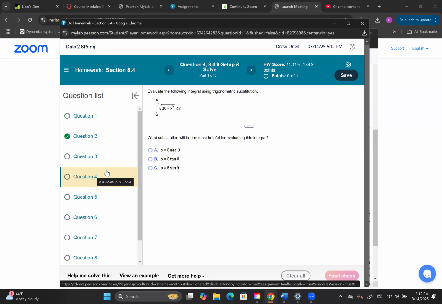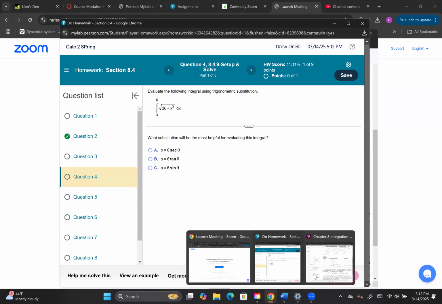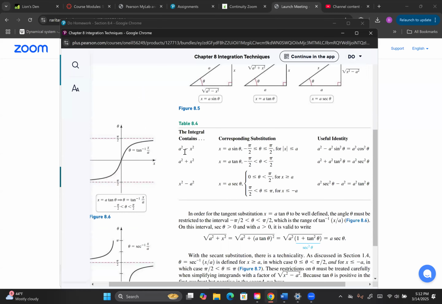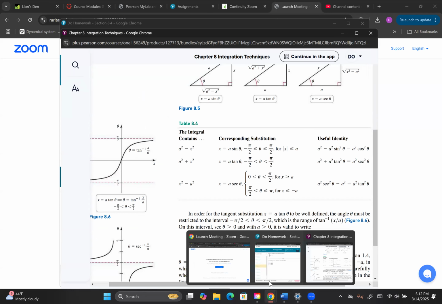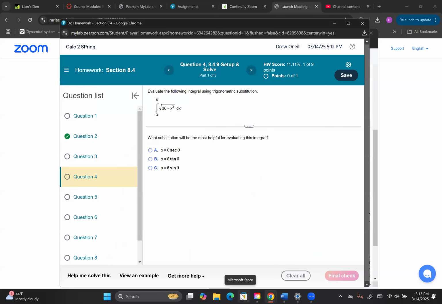So let's talk about this one. Well, let's go back to our chart. I said it wouldn't, but let's see. We have something minus x squared. That's going to be sine theta. Okay. So x, hold on, sorry. X is what? Well, 6, right? Because 36, 6 squared. But remember, this is the most important part of the trig sub.